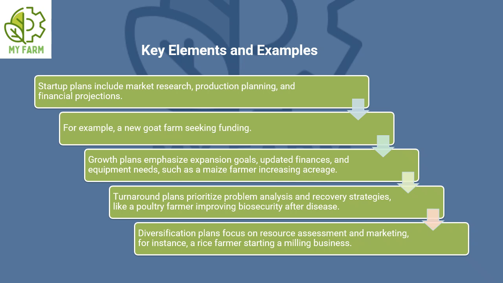Finally, diversification plans help farmers reduce risk by adding new income sources. These plans focus on assessing available resources and developing marketing strategies. For instance, a rice farmer starting a milling business must evaluate equipment needs, potential customers, and pricing strategies. Diversification can create stronger resilience and long-term sustainability. Together, these four types of plans guide agricultural businesses through different stages: startup, growth, recovery, and innovation.